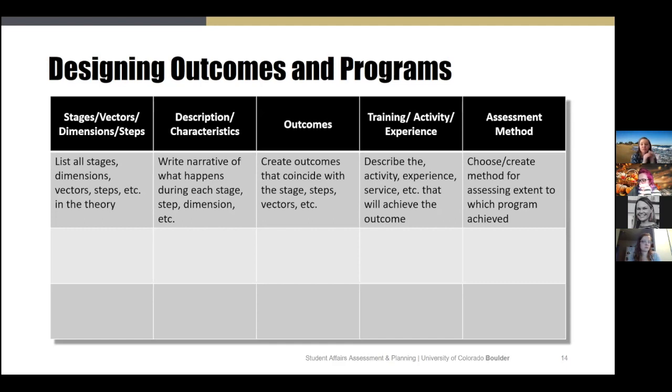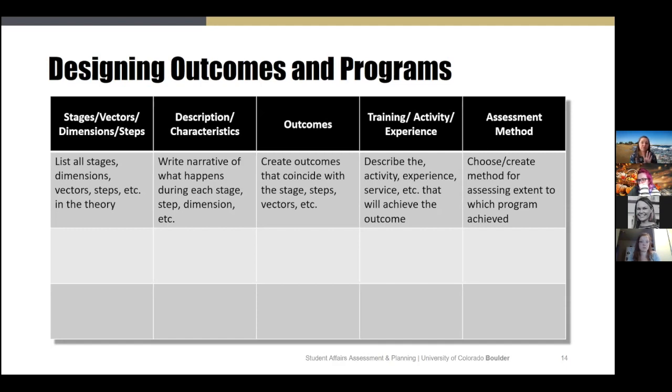And then in our next column, we're going to define if this is a result of a training. I'm going to give an example soon of how I've used this in tutor training. What's the training, the activity, the experience, the interaction? What is that experience going to be like with the student that's going to help you achieve the outcome for that stage? And then from there, you'll choose or create an assessment method that's specific for assessing that stage.